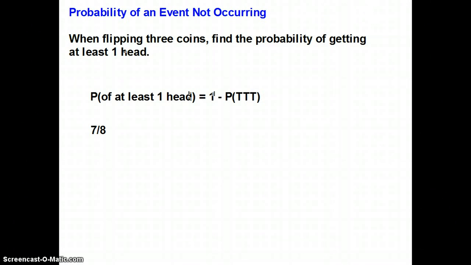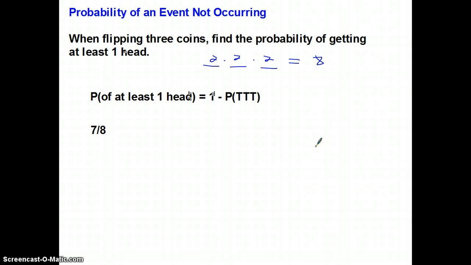Okay, so here I have a problem pretty much done for us. When flipping 3 coins, find the probability of getting at least one head. Well, this is kind of piggybacking off one of the problems we did earlier. Remember flipping 3 coins, we have 2 options, 2 options, 2 options, right? And so there's a total of 8 possibilities.